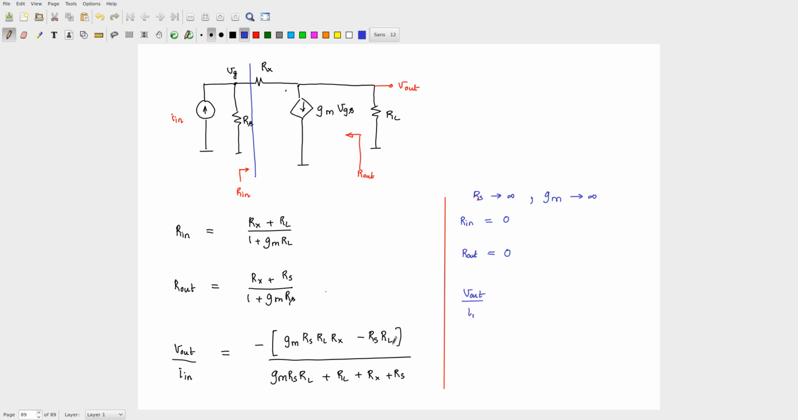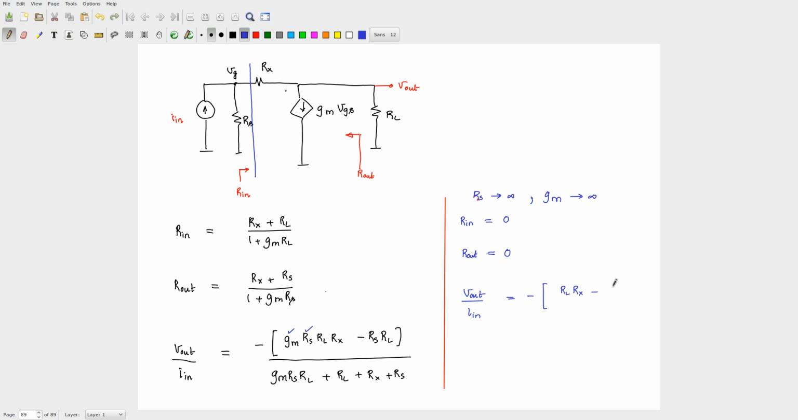So how do you deal with this? You basically divide by all the quantities which go to infinity. So what are the quantities going to infinity? Gm and Rs. So you divide by Gm Rs. So you will get minus RL Rx minus.